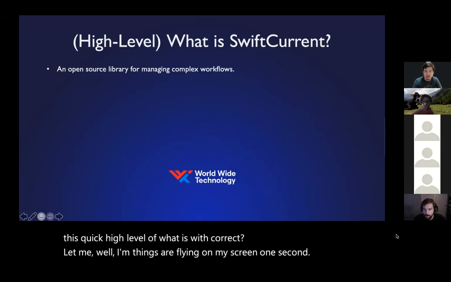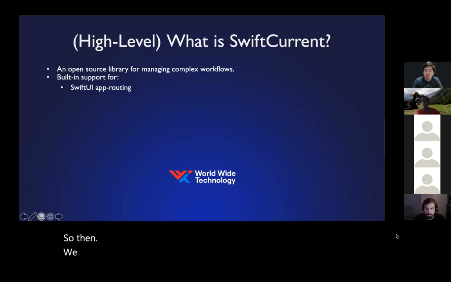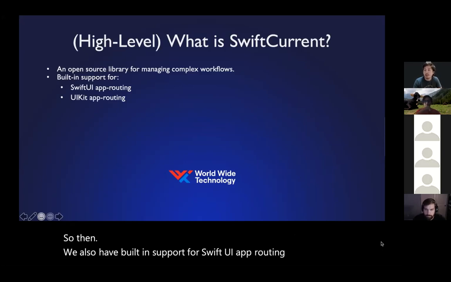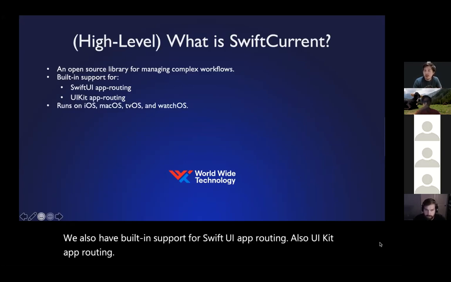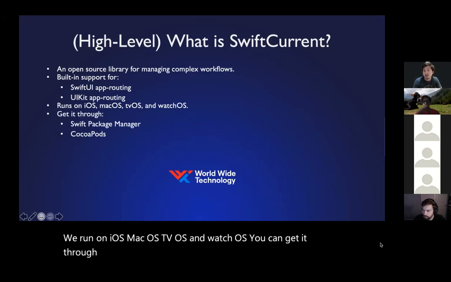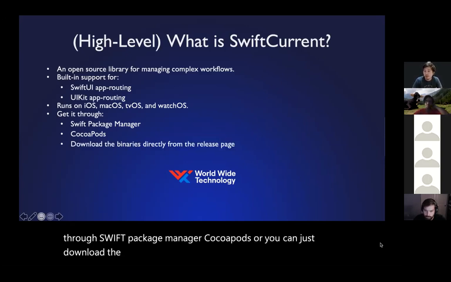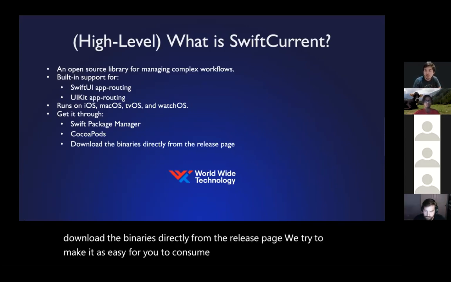So then we also have built-in support for SwiftUI app routing, also UIKit app routing. We run on iOS, macOS, tvOS, and watchOS. You can get it through Swift Package Manager, CocoaPods, or you can just download the binaries directly from the release page. We try to make it as easy for you to consume as possible. Get it in your app, try it out.